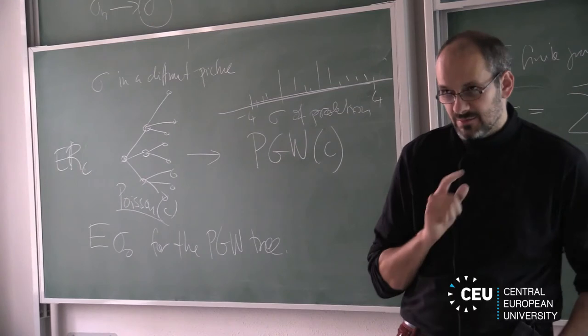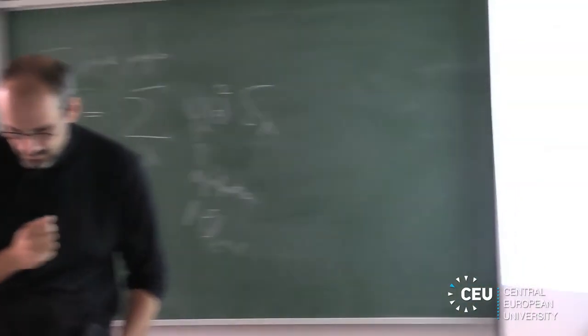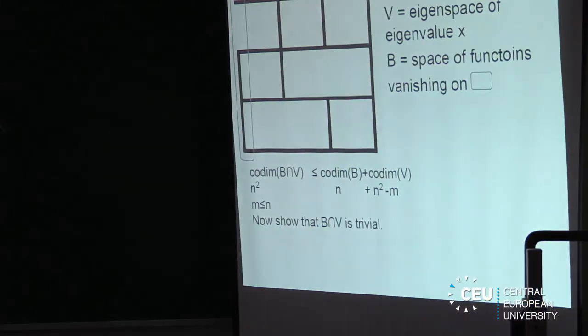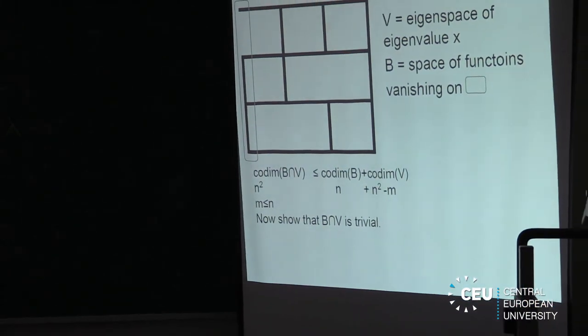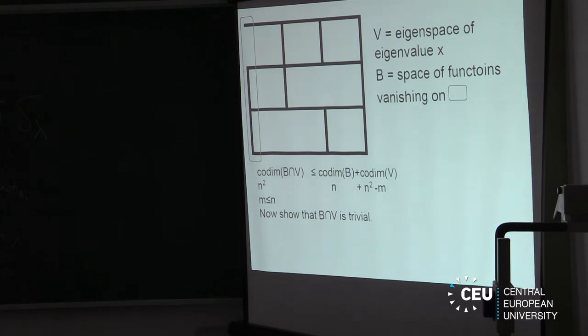Okay, so here let me do some math. Last few minutes. I'm going to show, and it's going to be really easy, that if you have an eigenvalue in this n by n grid, then its multiplicity is at most n. And the volume is n squared. So there's going to be nothing that will survive in the limit. So why is that? Let's look at the proof.